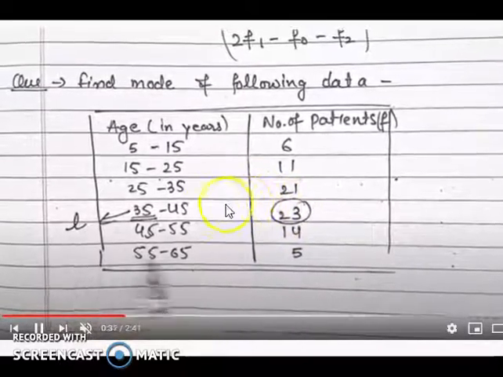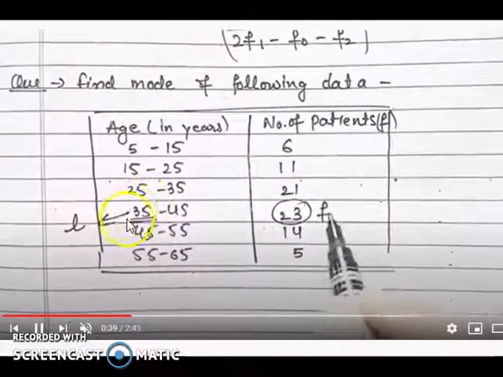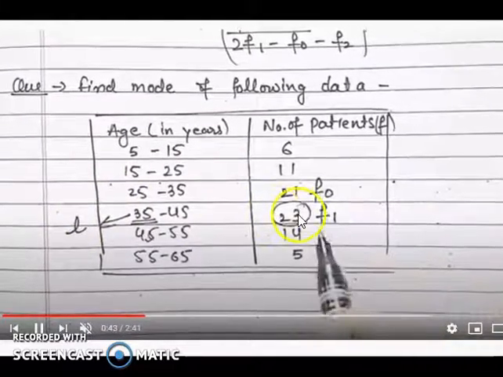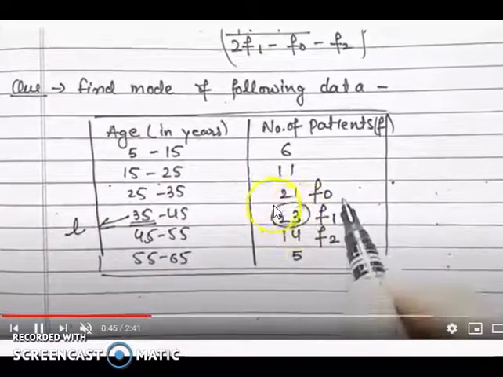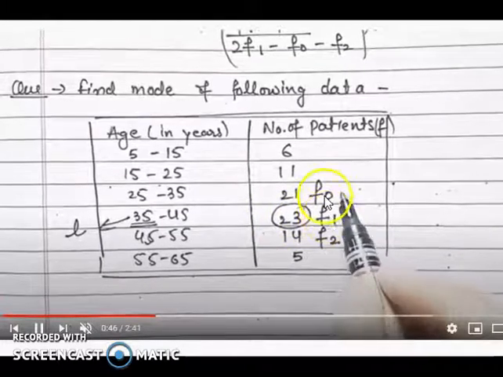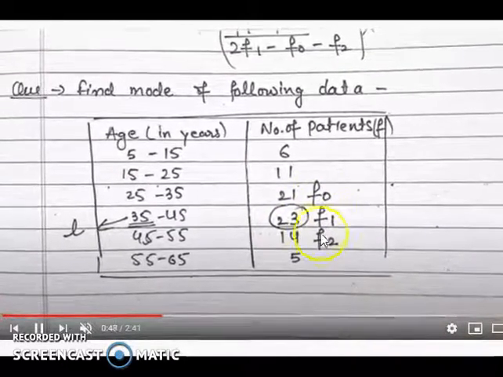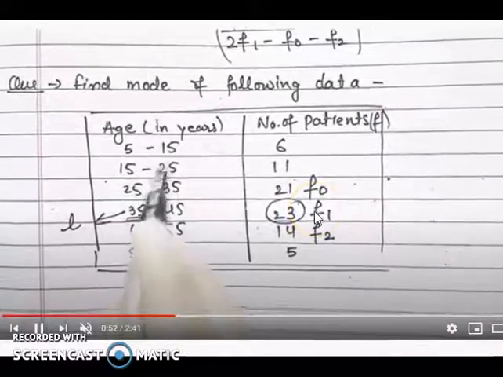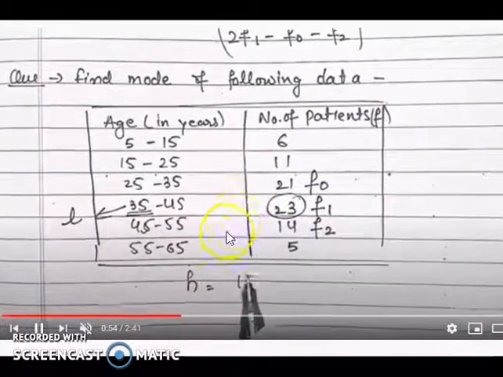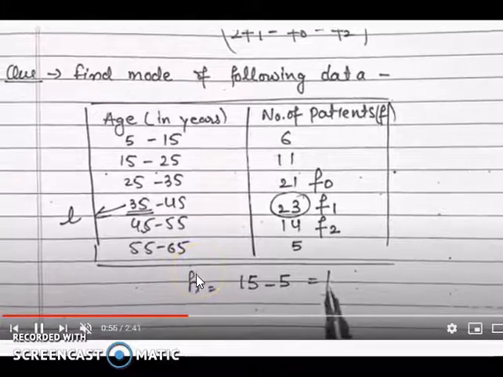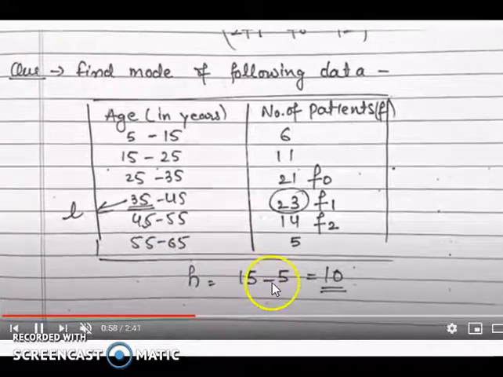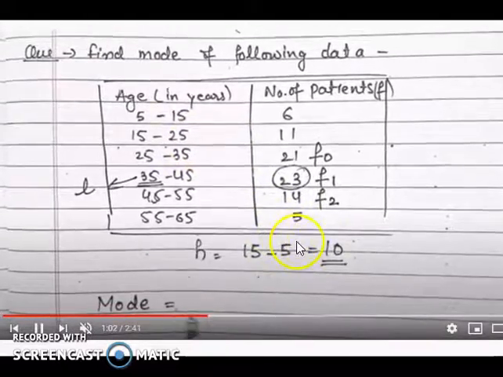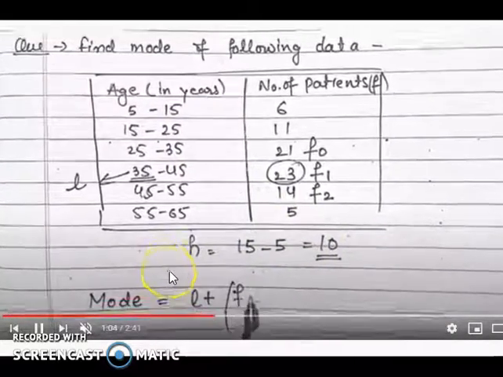The corresponding lower limit has to be marked as L as per the formula. The highest frequency is marked as F1, the previous one is marked as F0, and the next one is marked as F2. We are going to substitute the values in the formula. Next we have to find H. H is equal to 15 minus 5, the difference between the two class intervals, so it's 10.